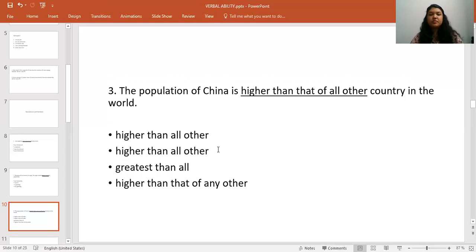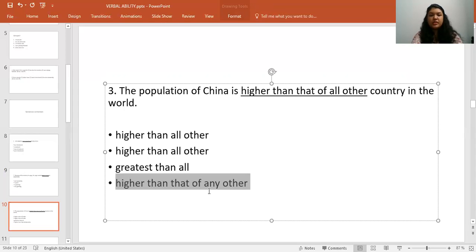So in this sentence, China is being compared with all other countries in the world. So the population of China is higher than, it's obvious that China's population is standing above any other country's population. In that case, we will be using the fourth option, higher than that of any other. So the correct sentence will be, the population of China is higher than that of any other country in the world.